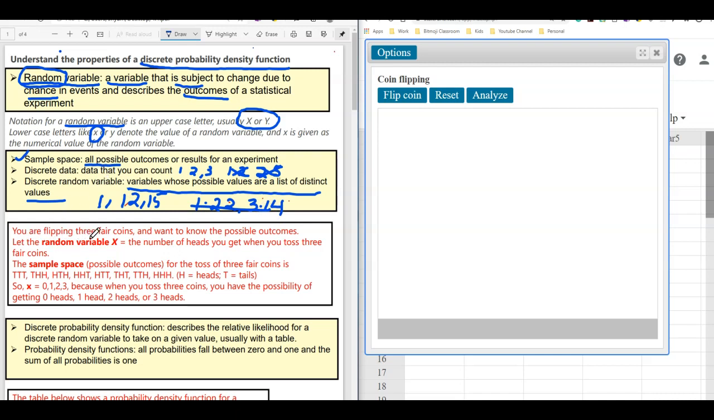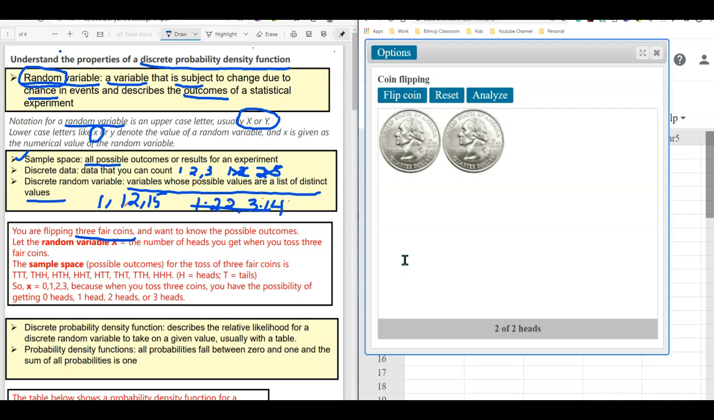Now let's take a look at this example. I am flipping 3 fair coins. So here on the right hand side, I have an applet opened up, so let me flip my coins. I'm flipping the first coin, the second coin, and the third coin. Now you might say, Miss, what are you doing? I am flipping the coins to see how many heads I can get when you toss 3 fair coins. In this particular case, I have 2 heads. That is, I have a head, and a tail, right here. I have a head, and a tail.